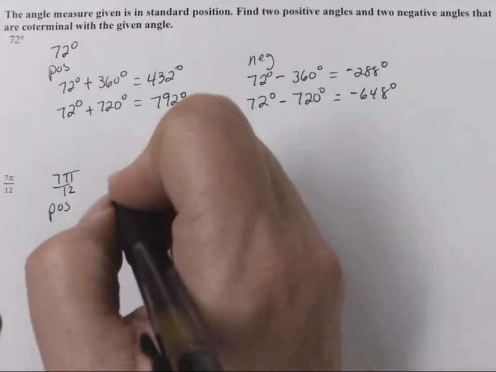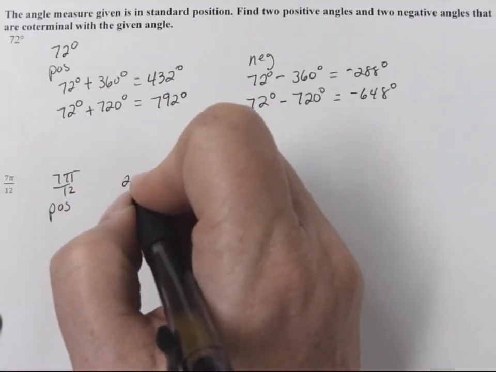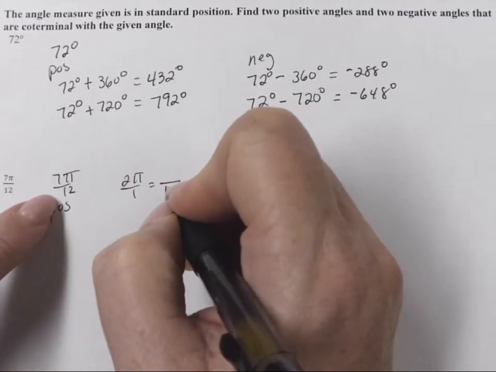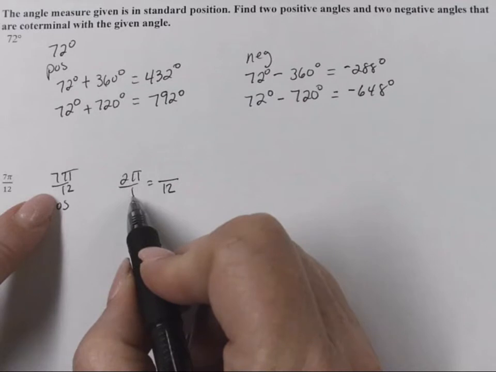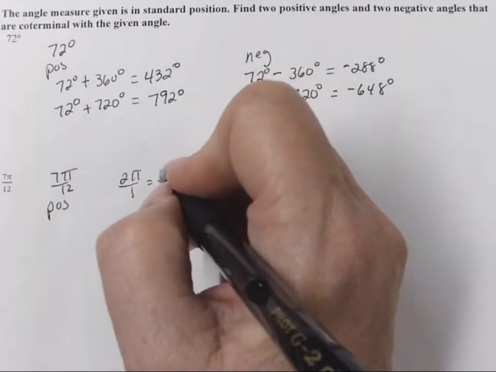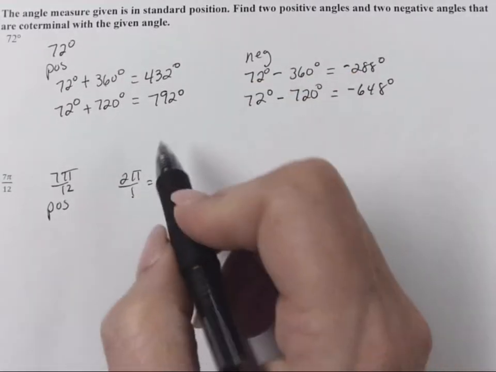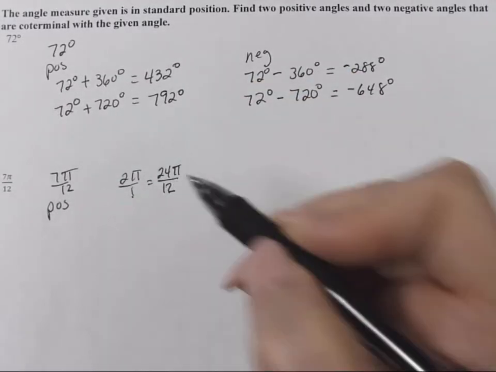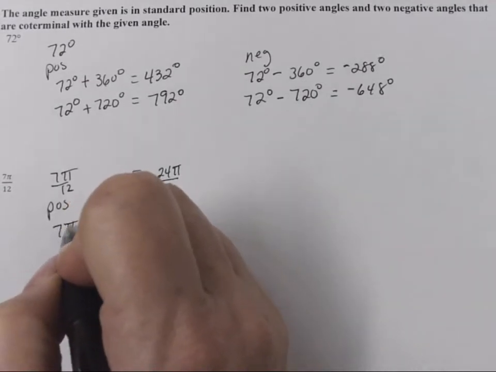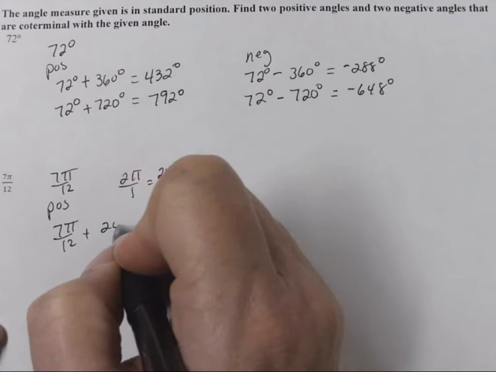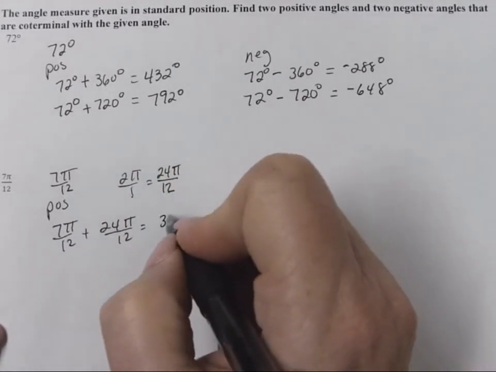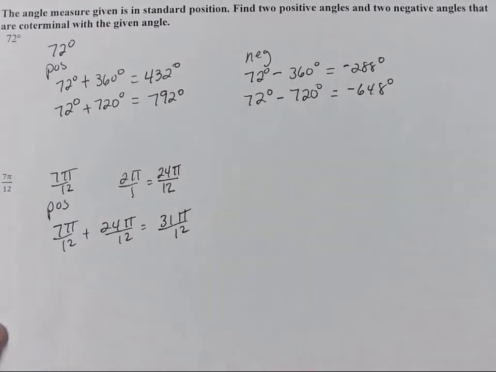So if I want to add 2 pi, I need to have 2 pi equal to a common denominator of 12. So 1 times 12 gets us 12, and 2 times 12 would get us 24. So what we're going to add is 24 pi over 12, which is the same thing as 2 pi. So 7 pi over 12 plus 24 pi over 12 will get us 31 pi over 12.